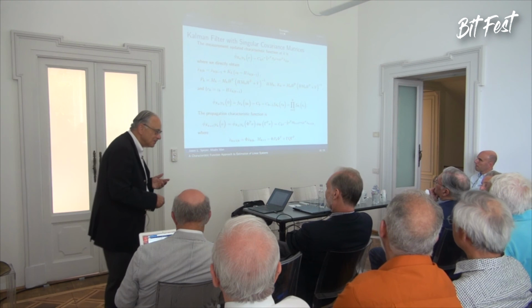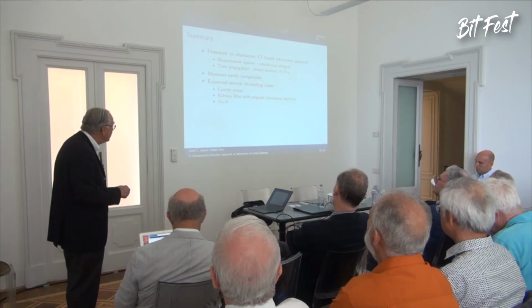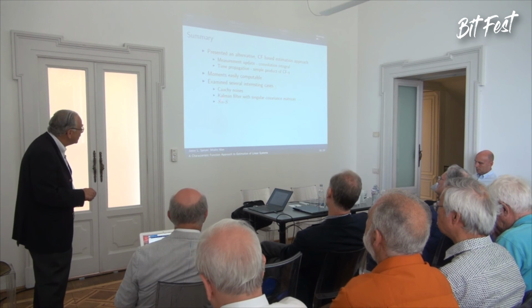Okay, so basically what I tried to do is present an alternative using characteristic functions based on estimation. The measurement update is a nice convolution integral, and time propagation is a simple product. You get the moments easily as long as the function is differentiable. You have to prove that. And I examined it for a few cases. Basically, the two cases are the Cauchy and the Kalman filter, and they're all in the class of symmetric alpha stable distributions for the oncoming noise.